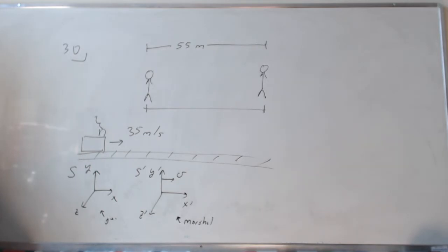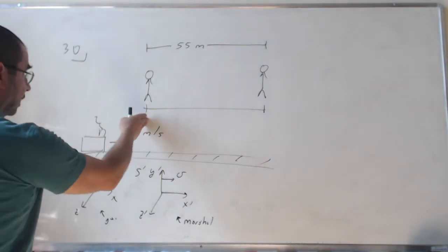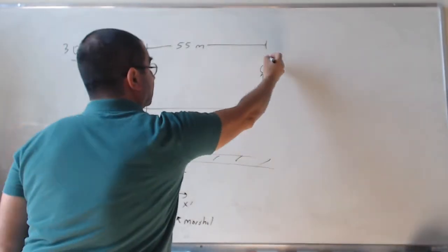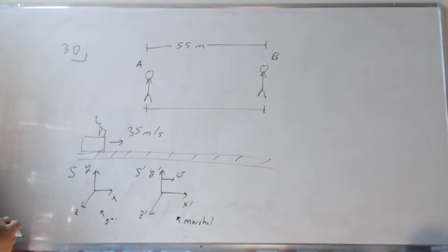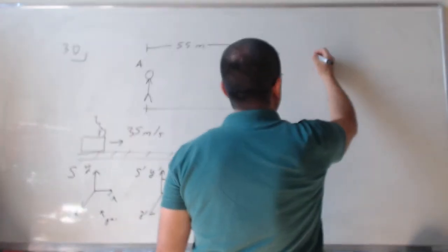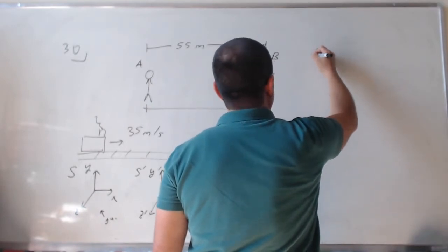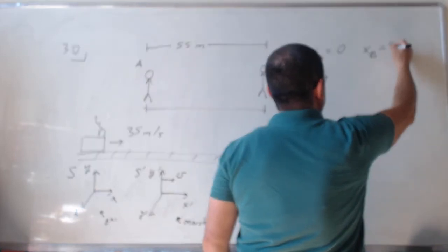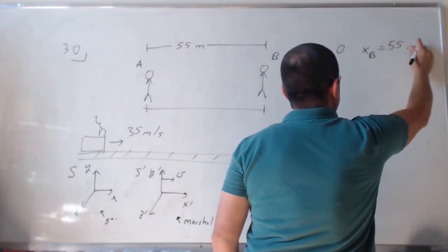From what they give us, there are these 2 events that I'm going to call A and B, even though they're calling just the gunslingers A and B. I'm going to call the firing of the shots by these gunslingers A and B. So this person firing is event A, this person firing is event B. We are told, first of all, that these take place 55 meters apart. So without loss of generality, I can choose one of them to be at the origin, and the other one is going to be at 55 meters.